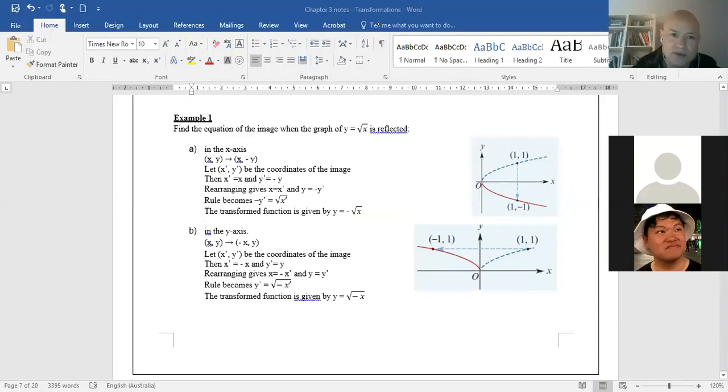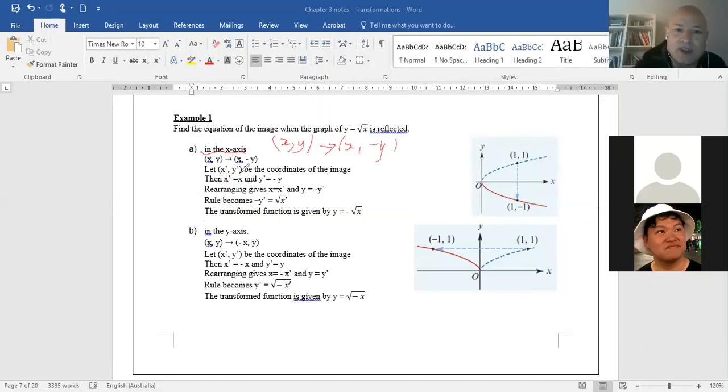Okay, well, we will give you. It says find the equation of the image when the graph of y equals the square root of x is reflected, and the first part is in the x-axis. Now remember, if it's reflected in the x-axis, that means when we write our rules down, (x, y) is going to go to (x, negative y), because reflected in the x-axis means the y's change.